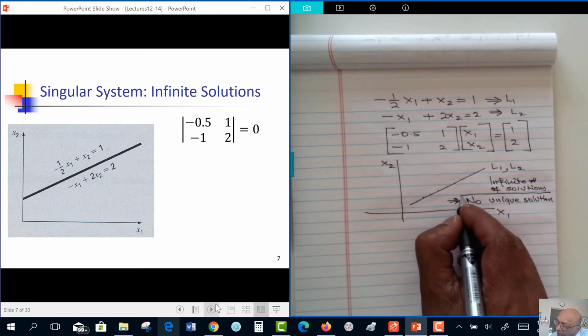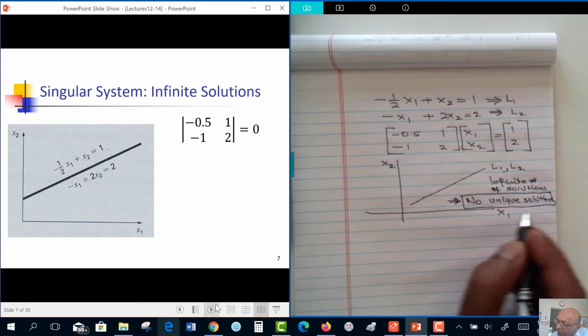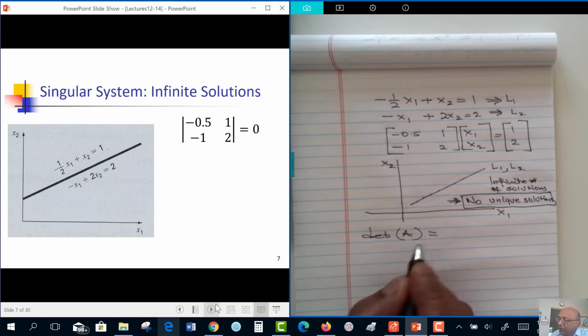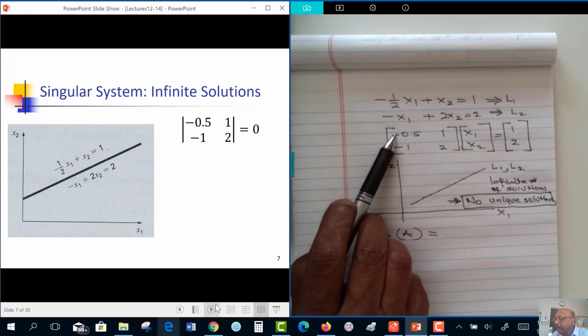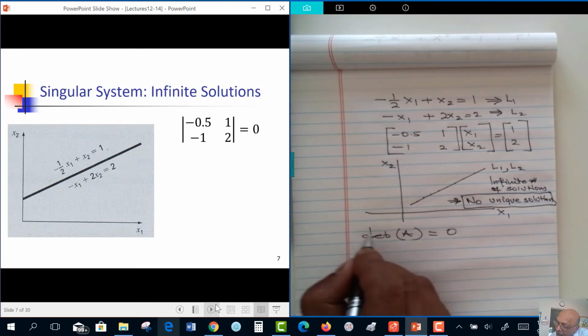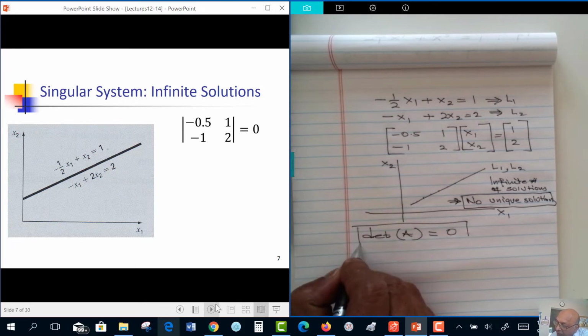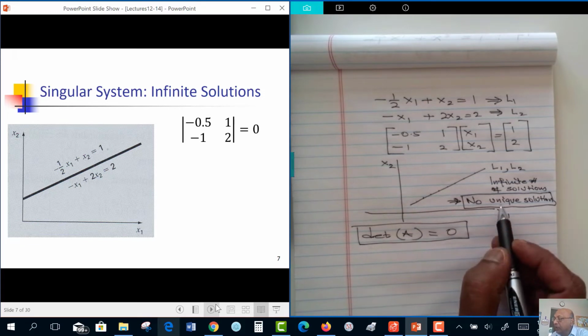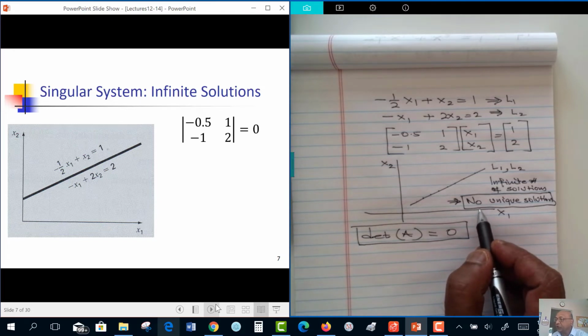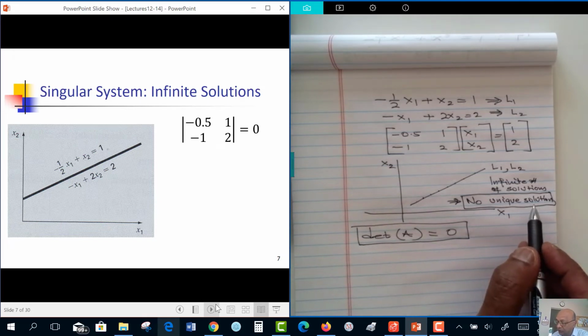Okay. So let's look at determinant of matrix A. When we look at determinant of matrix A, we'll get -1 plus 1 is equal to 0. So when determinant of A is 0, the other previous situation was we had no finite solution. In this situation, we have no unique solution.